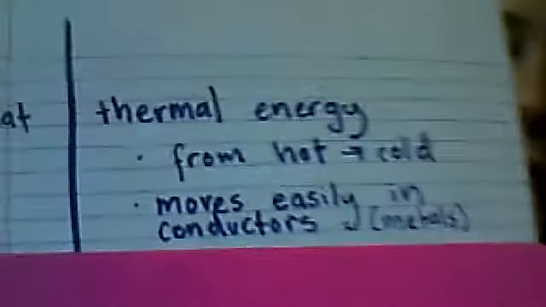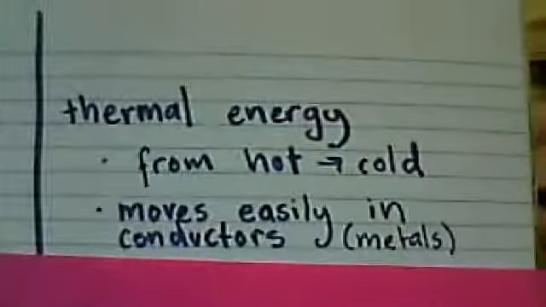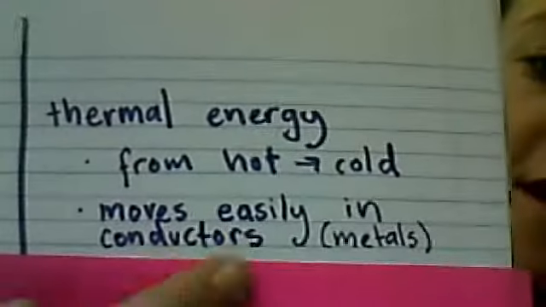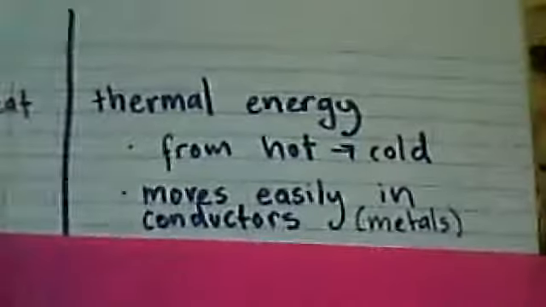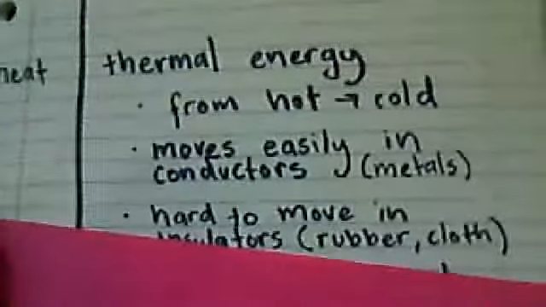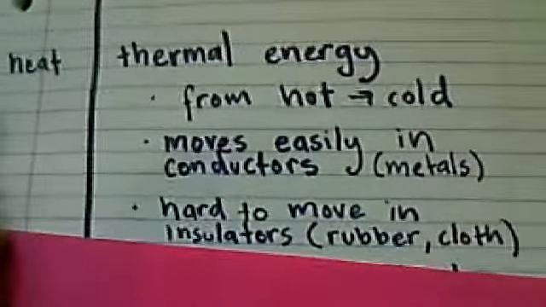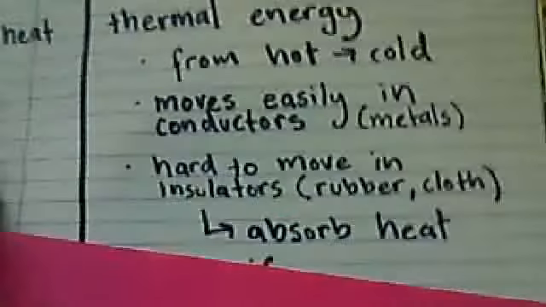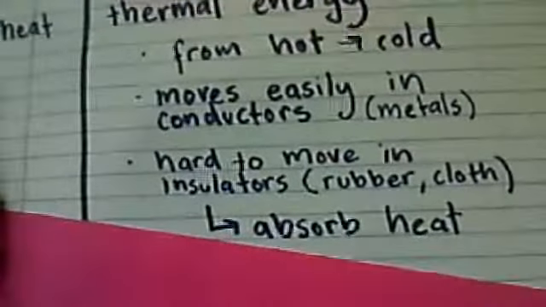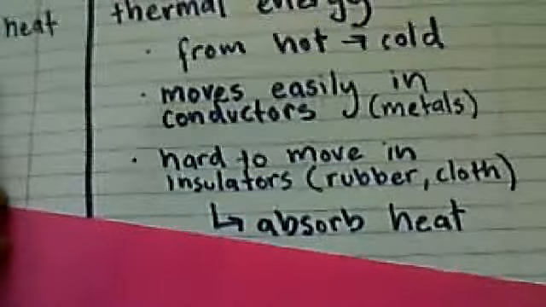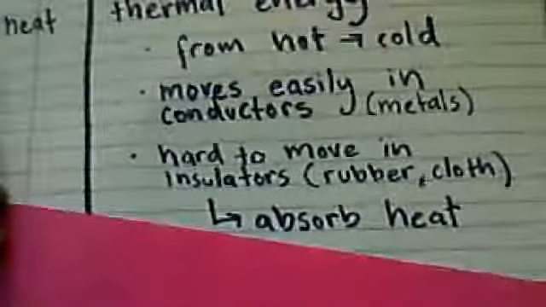If something is hot, it has a lot of thermal energy. If it's cold, it doesn't have much thermal energy. But remember, heat always moves from hot to cold. And it moves easily in conductors, which is why I got burned. And just like in electricity, conductors are metals. And it's hard to move in insulators, which would be rubber and cloth. Those insulators absorb the heat, so that heat doesn't go into your hand, for example.